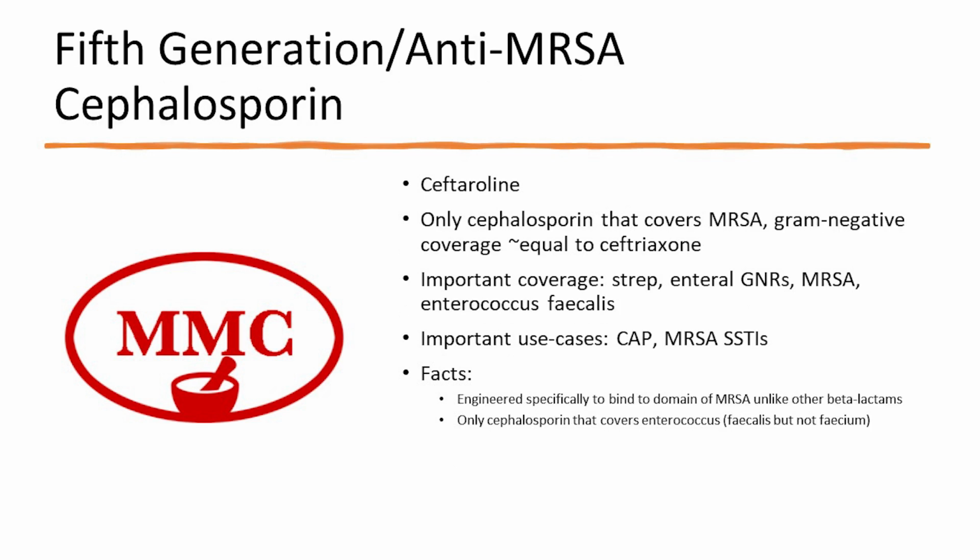So your fifth generation anti-MRSA cephalosporin would be ceftaroline. It's the only cephalosporin that covers MRSA, and then it also has gram-negative coverage about equivalent to ceftriaxone. So some important bacterial coverage, you get strep, enteral GNRs, MRSA, and you also add Enterococcus faecalis, which is amazing. It's the only cephalosporin that's going to cover Enterococcus. And I know I said no cephalosporins cover Enterococcus, but ceftaroline is not your normal cephalosporin. So important use cases, community-acquired pneumonia, and then also MRSA skin and soft tissue infections.